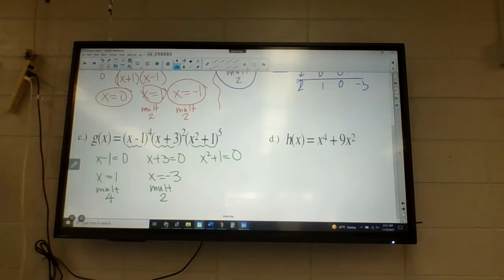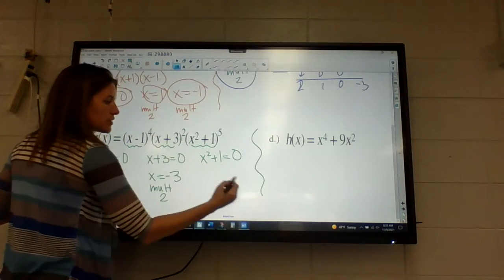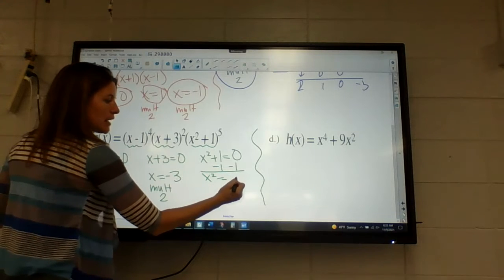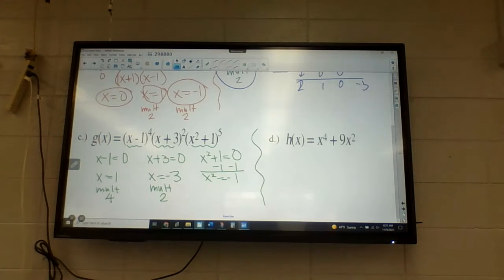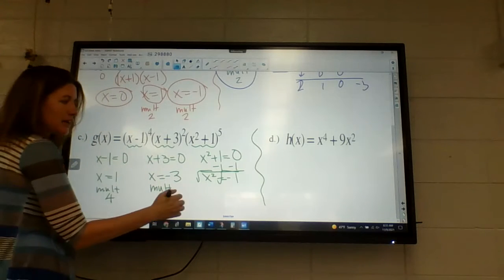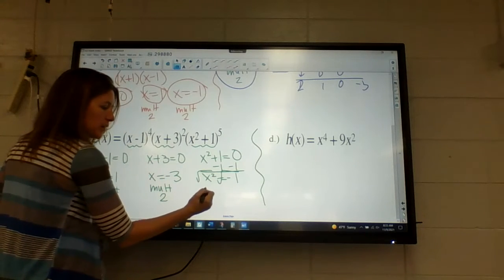Now careful on this one. This is where we get into what we talked about yesterday and combine it with what we talked about today. Because when I go to solve this, what happens? You get an imaginary solution. Because you move this 1 over, I get x squared equals -1. I go to take the square root of that, and the square root of -1 is i. But I need to include a plus or minus i, right? Because I took the square root.